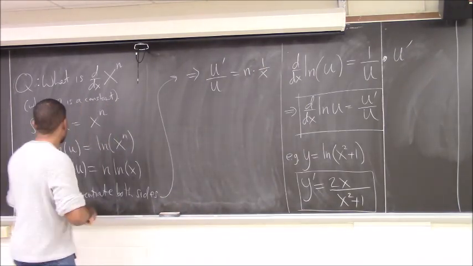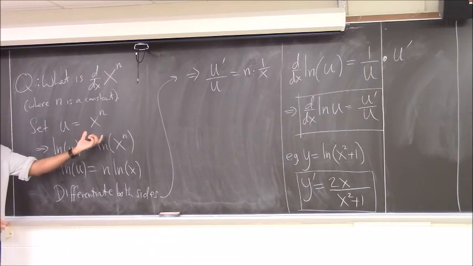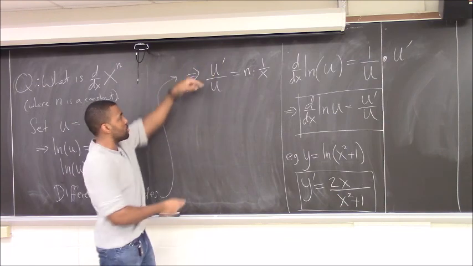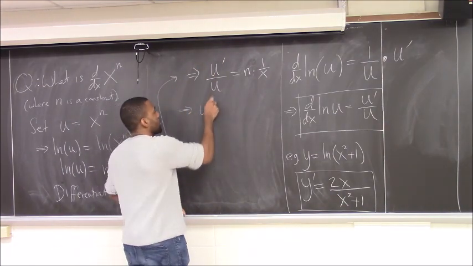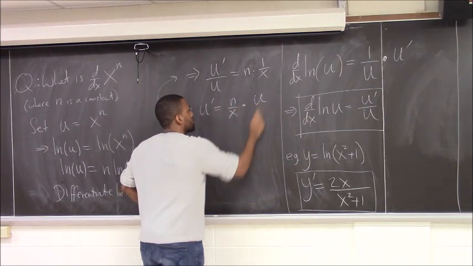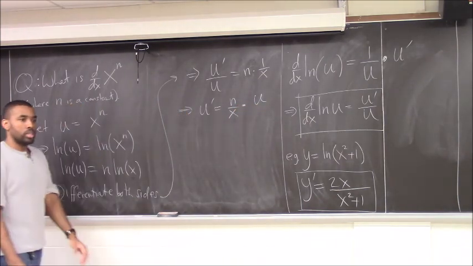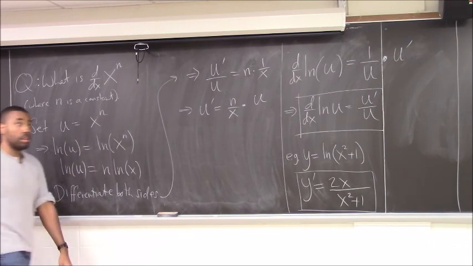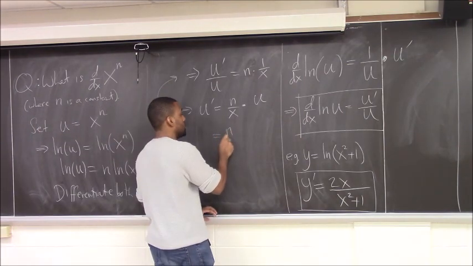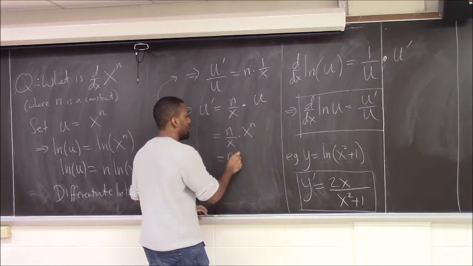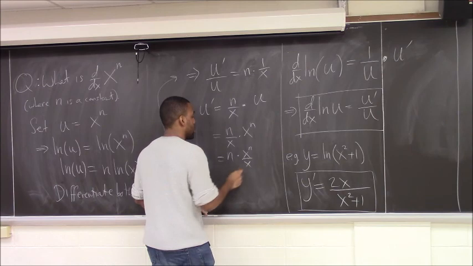So let's rewrite. My u is x to the n. The point is to find the derivative of x to the n, so what I'm really interested in is the u prime. So I'm going to solve for that u prime, and that's just going to be n over x times the u. But what is u in this case? U is x to the n. So now I can just substitute that. This is n over x times x to the n, or in other words, n times x to the n over x.